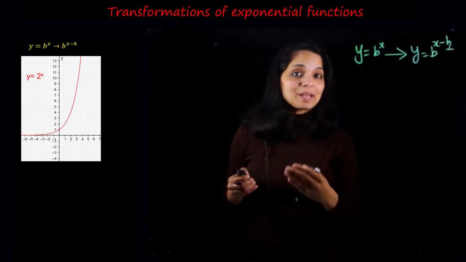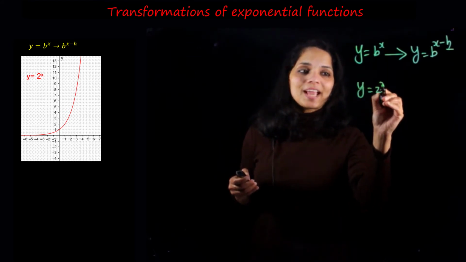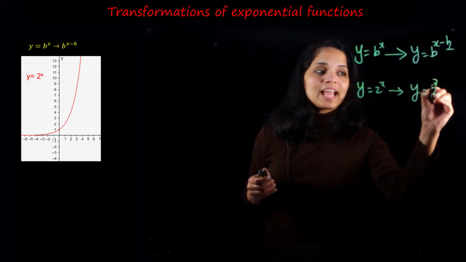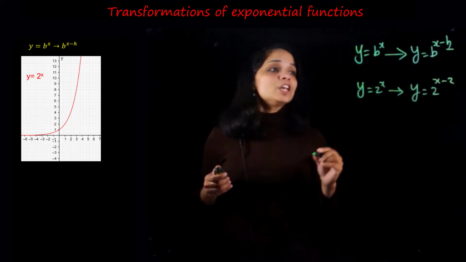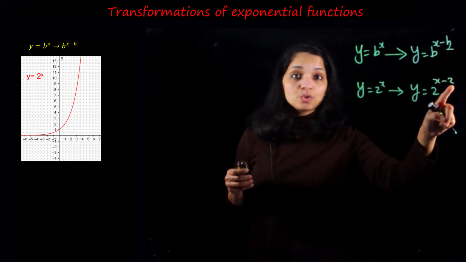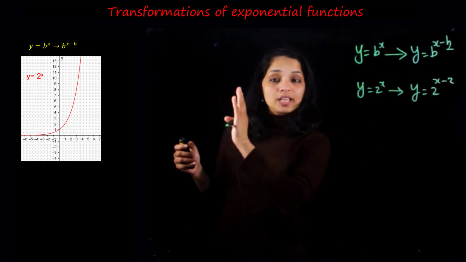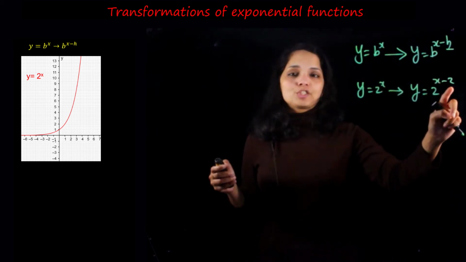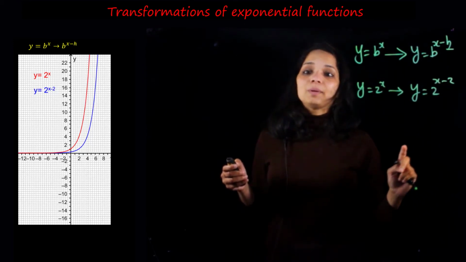Now let's take the same parent function y equals 2 to the power x, and that's getting translated to y equals 2 to the power x minus 2. By comparing these two equations, h equals 2, which means the graph of y equals 2 to the power x is simply translated to the right by 2 units. So the graph will be looking like that.